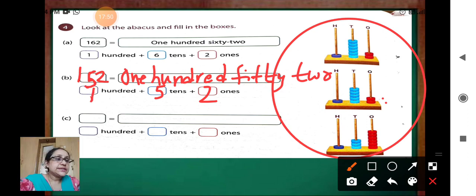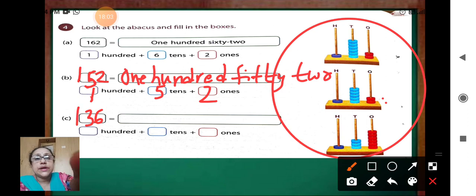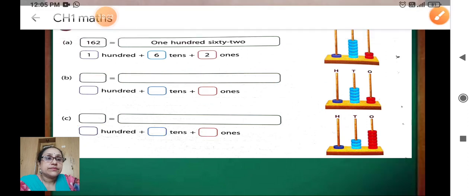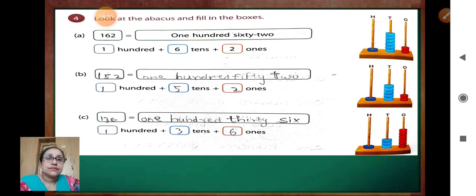Clear? Now question C. Yes, count the beads from the ones place. 1, 2, 3, 4, 5, 6. Yes, 6. Then in the tens place, 3. And in the hundreds place, 1. 136. Write the number name. And here you will write 100 plus 3 tens plus 6 ones. Write the number name 136. Correct? Like this you have written.